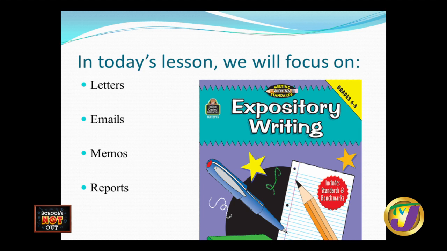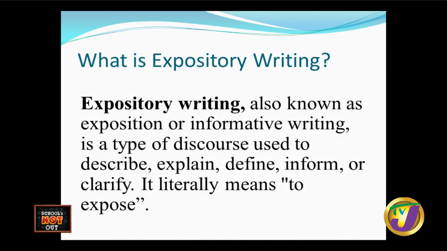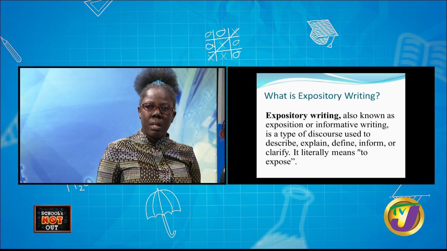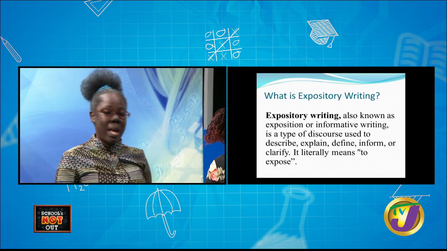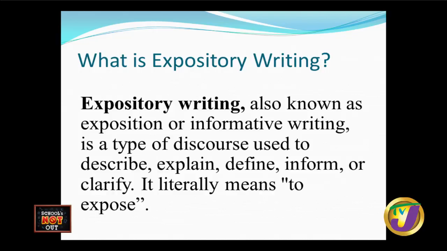So today's lesson, we're going to be focusing on memos. We're going to be looking at emails, a letter of complaint, and we are also going to look at a simple report. For expository, the definition says expository writing, also known as exposition or informative writing, is a type of discourse used to describe, to explain, to inform, to define, or clarify. It literally means to expose, to put things out there so that people can see it clearly.